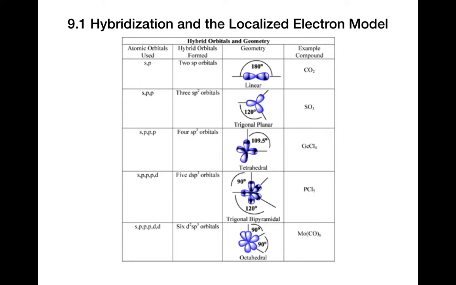So this chart here summarizes the 5 types of hybridization: sp for linear electron domain geometry, sp2 for trigonal planar, sp3 when we have tetrahedral bond angles, dsp3 when we have trigonal bipyramidal, and d2sp3 when we have octahedral.